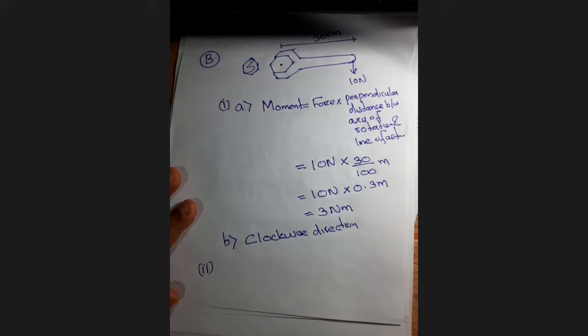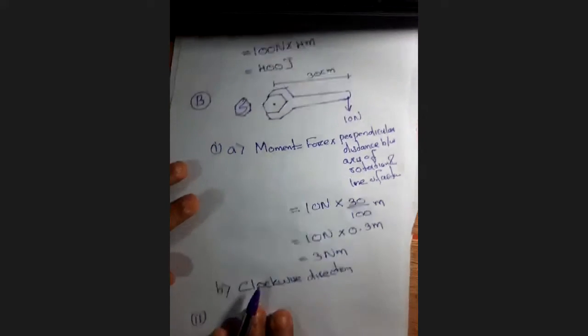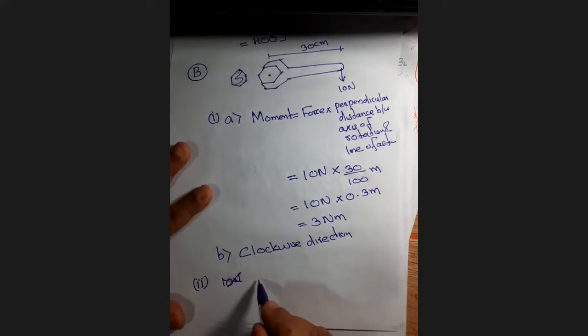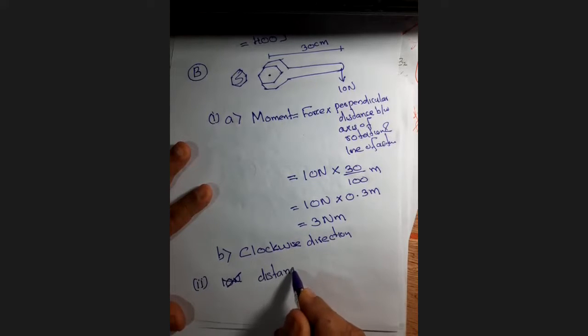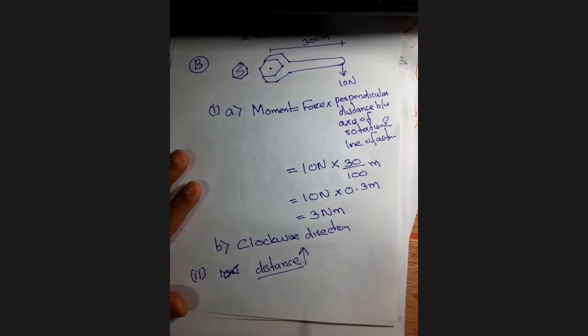Okay. Now coming to question number 2. Suggest a suitable method to increase the moment of force while using the same spanner and applying the same force of 10 Newton. Only one thing you have to do. You can't change 10 Newton. You have to use 10 Newton. Then the only thing you have to do is increase the distance. For that, you can't choose another spanner because they want us to use the same spanner.